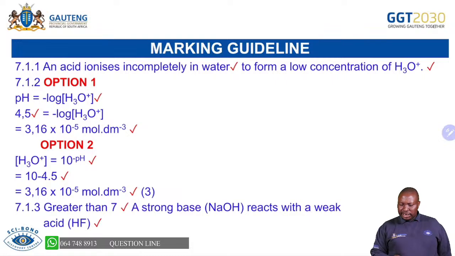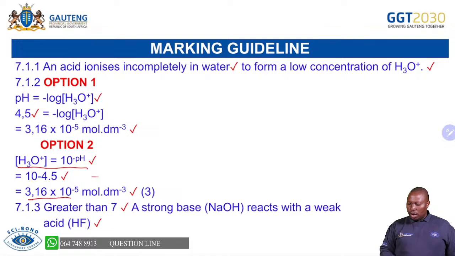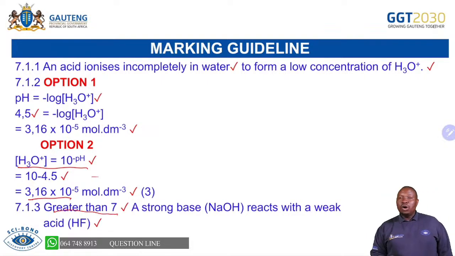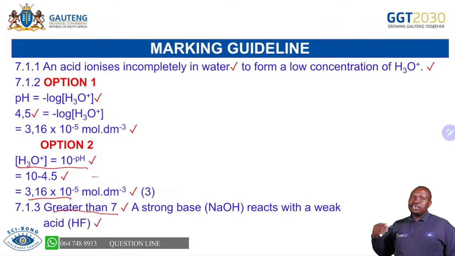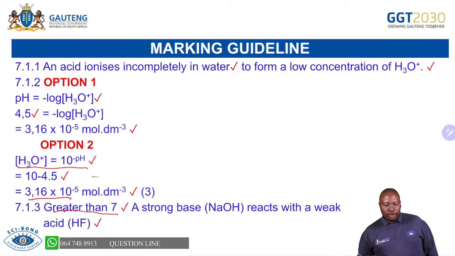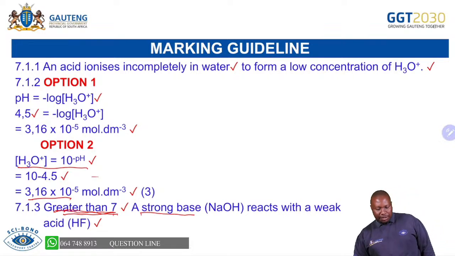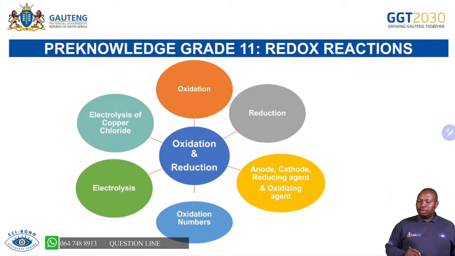And then, as I indicated, you do your calculations like that. You substitute, you get your 3.16 times 10 to the power of minus 5. And then you are saying it's greater than 7 or it's basic. In another question, you say, is it basic, acidic, or neutral? In this question, they said it's greater than, less than, or equal to. So in this case, it's greater than 7, which means it's basic because it's a strong base that reacts with a weak acid. Then you are able to do that.